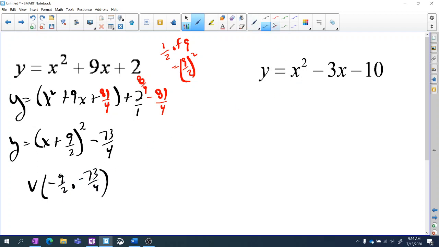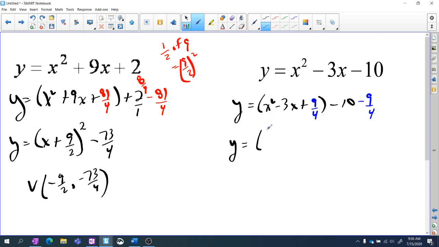Alright, so let's go through this one. Same type of thing's going to happen. So y equals x squared, take away 3x plus, leave room, minus 10. Half of 3 is 3 over 2. 3 over 2 squared is 9 over 4. I've added 9 over 4 that wasn't there. So I'm going to take away 9 over 4. Put this now in its vertex form.